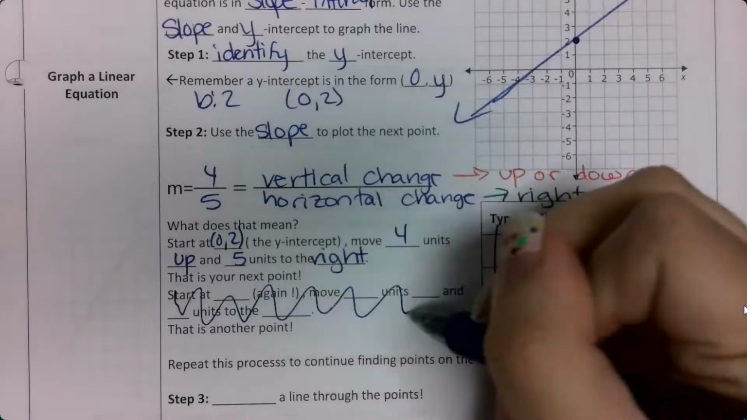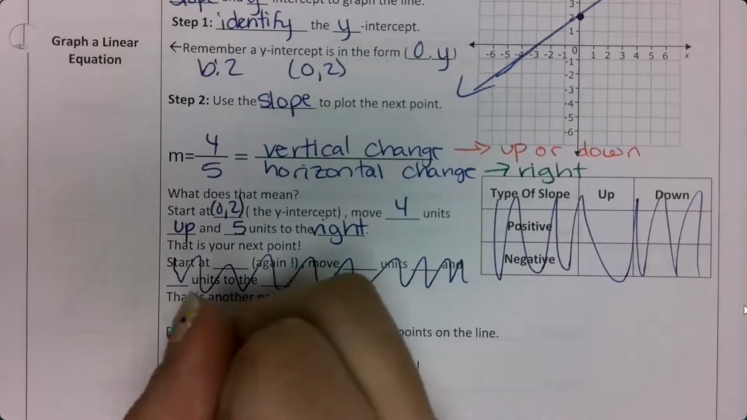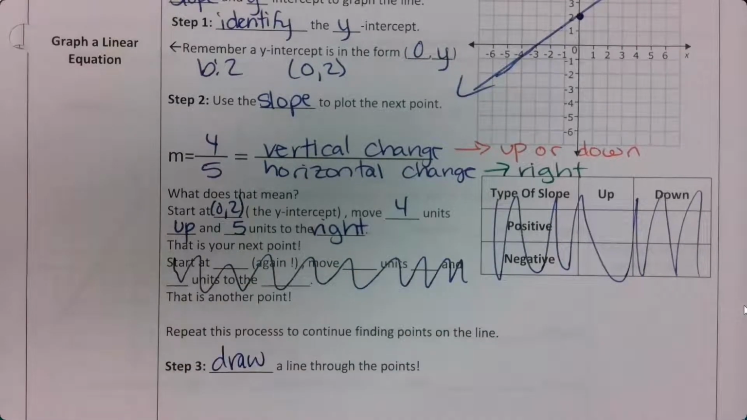Okay, so I also don't want to do this. You only need 2 points to plot a line. Okay, so then you want to draw a line through your points.